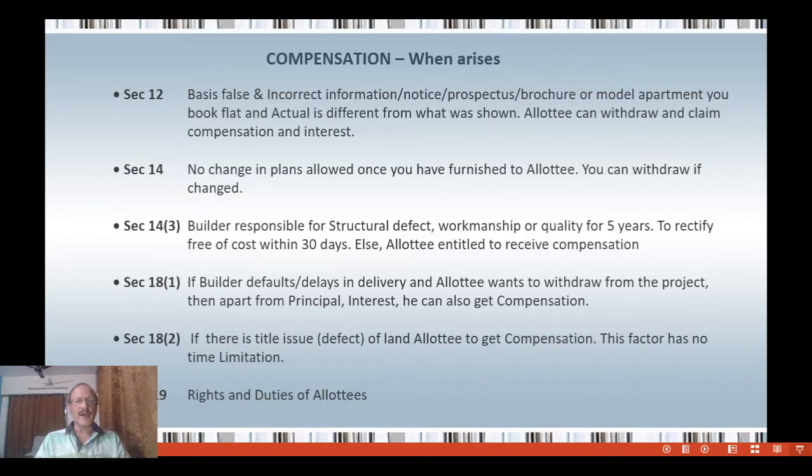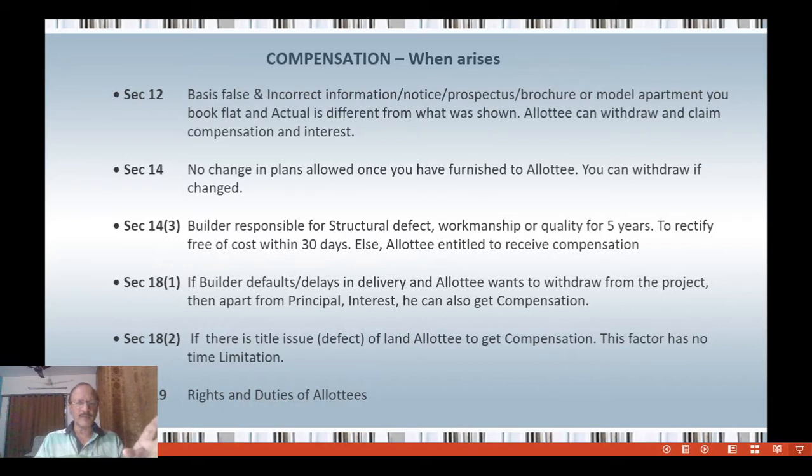Section 14, adherence to sanction plans and project specification. Suppose the builder has shown you some plan which he has received. He has to adhere to that plan. Once he signs with you, he has to adhere to that plan. This is what this section completely says. Builder should develop and complete as per plan. For any change, he needs your written instruction for a change in the flat.